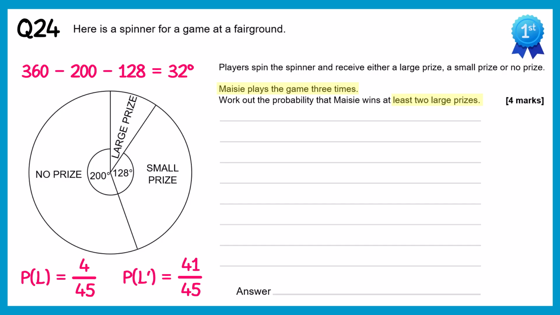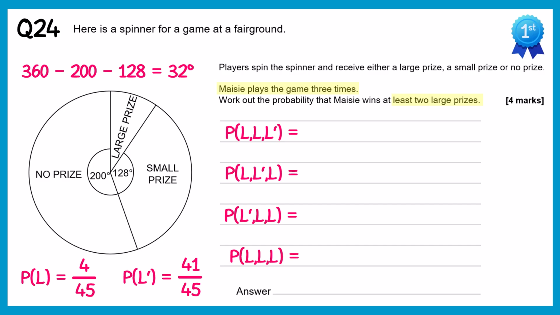So we're going to consider all of the ways where she could win at least 2 large prizes. The first of those is if she wins a large prize on the first 2 spins, but doesn't win one on the last spin. So large, large, not large. She could also win one on the first and last spin, but not on the middle spin. So large, not large, large. Or she could not win on the first, but win on the next 2. So not large, large, large. So these are all of the examples of winning exactly 2. But the question does say at least 2. So we could also win all 3 of them. That would still be at least 2. So large, large, large. We just need to work out all of these probabilities, then add them together.